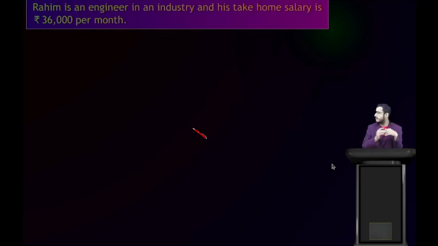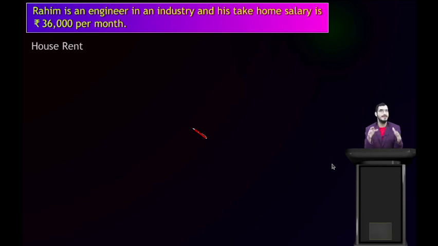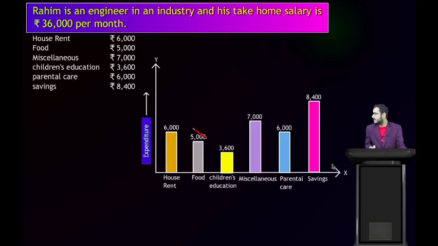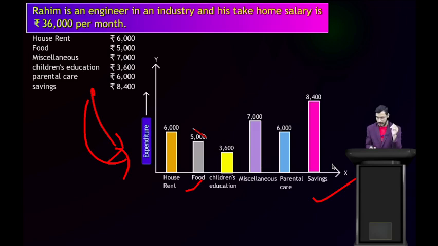Now we have one more example here. Rahim is an engineer in an industry, and his take home salary is rupees 36,000 per month. House rent 6,000, food 5,000, then miscellaneous, children's education, parental care and savings. So here you can see Rahim's salary expenditure. Now we can represent this in graph form: house rent 6,000, food 5,000, children's education 3,600.